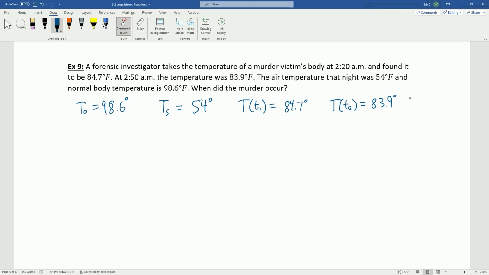Now, this is a little bit tricky because we have multiple different times here, but what do we know about those times? So the forensic investigator took the temperature originally at 2:20 a.m., and at 2:50 a.m. is when they took the temperature again. So that tells me that the second time is actually the first time plus 30 minutes. Okay, so now this is all the information I have so far. So what can we do with this?